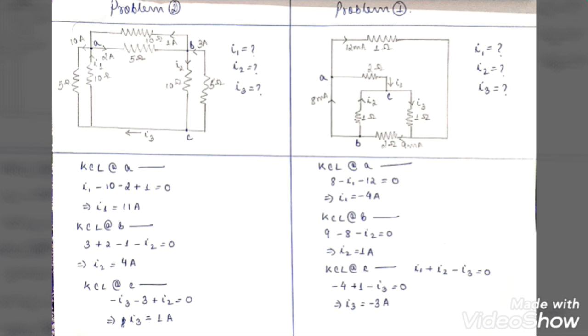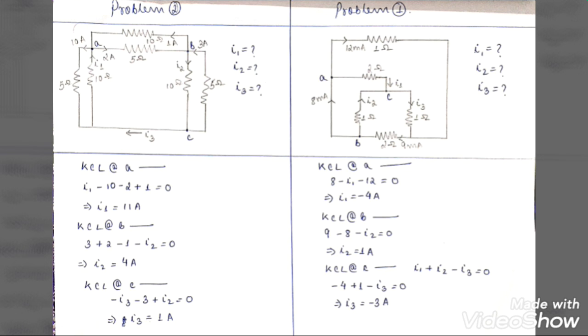Please आप लोग KCL at C लगाइए. I3 will easily come as minus 3 ampere. Don't change the signs when you are trying to do KCL at C. I1 हमारा minus 4 आया है और हमको पता है कि अगर इनकमिंग करंट आ रहा है तो हम पॉजिटिव लेंगे. इसका मतलब ये नहीं कि हम minus 4 को 4 लेके चलें. We will take the sign as it is.